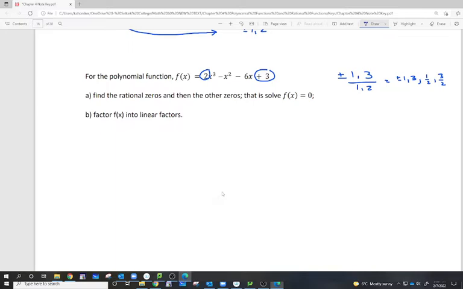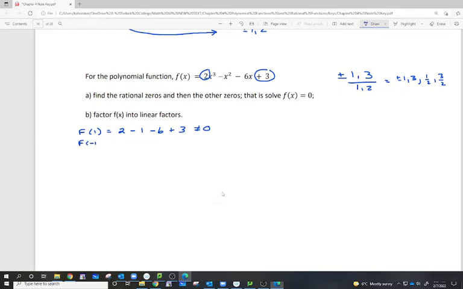So what you then have to do is you start plugging them into the equation. You try 1. If I plug in 1, I get 2 times 1 minus 1 squared minus 6 times 1 plus 3. Does that equal 0? No. In fact, I can tell you that 1 doesn't work. Negative 1 doesn't work. 3 doesn't work. Negative 3 doesn't work. So if you plug in any of these, they are not going to work.